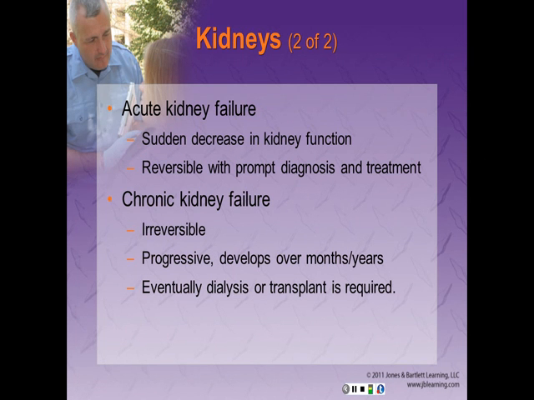Chronic kidney failure, on the other hand, is irreversible. It's progressive and develops over months and years. It is often caused by diabetes and hypertension, and the kidney tissue shrinks and function diminishes. Eventually, the patient will require either dialysis or transplant to remove the waste from the bloodstream. The symptoms include altered levels of consciousness, seizure, coma, lethargy, nausea, headaches, cramps, and edema in the extremities and face.